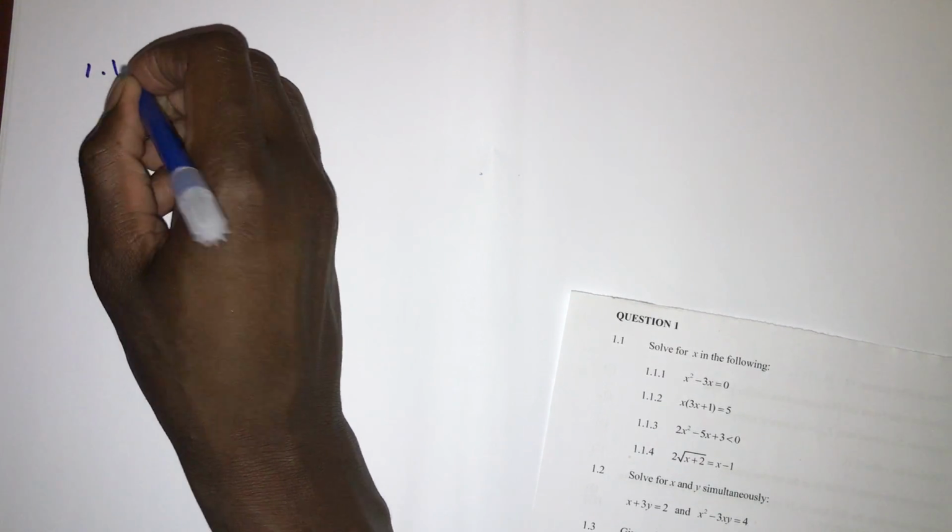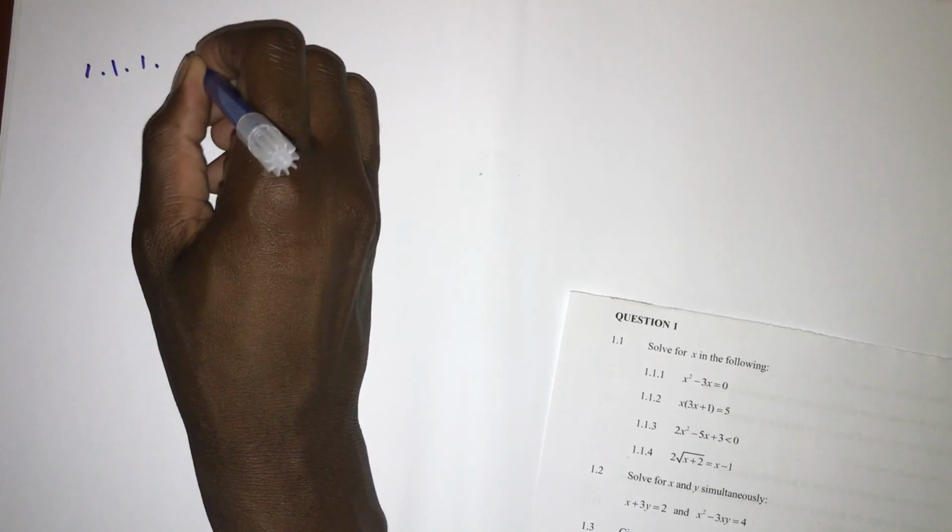Mathematics Grade 11 Paper 1, November. Question 1. Solve for x in the following. So we're going to start from 1.1.1.